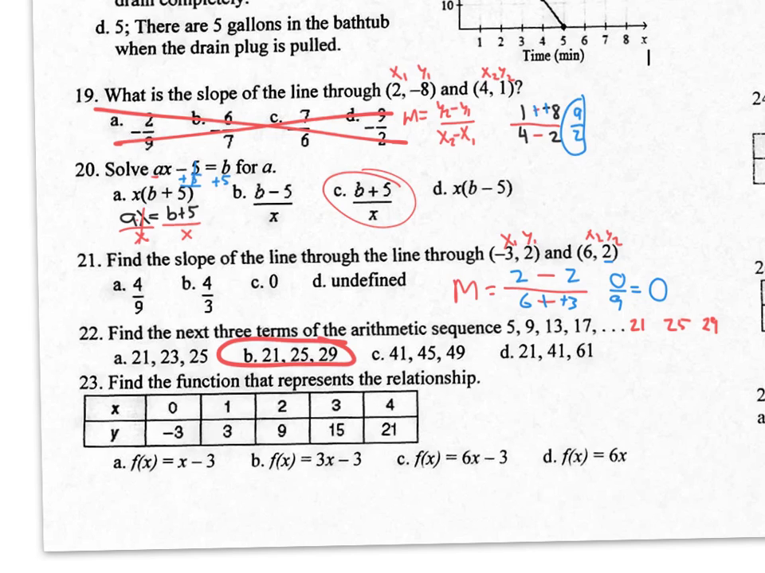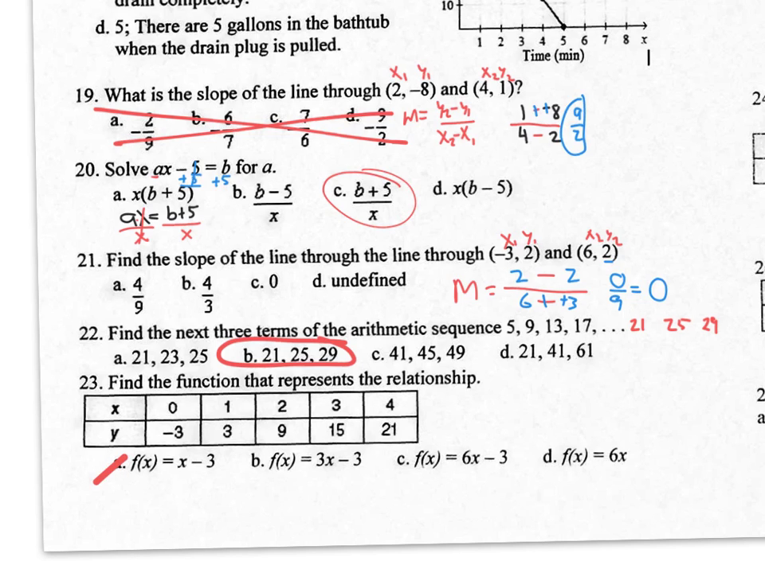Number 23 says find the function that represents the relationship. Remember, x and y values are simply coordinates. So you have a 0 up on top and a -3 right here, a 1 and a 3, a 2 and a 9, a 3 and a 15, a 4 and a 21. They give you these different machines. So if you plugged in 0 into x, do you get out a -3 right here? The answer is yes. If you plug in a 1 right here into x, do you get out a 3? No. So this cannot work.